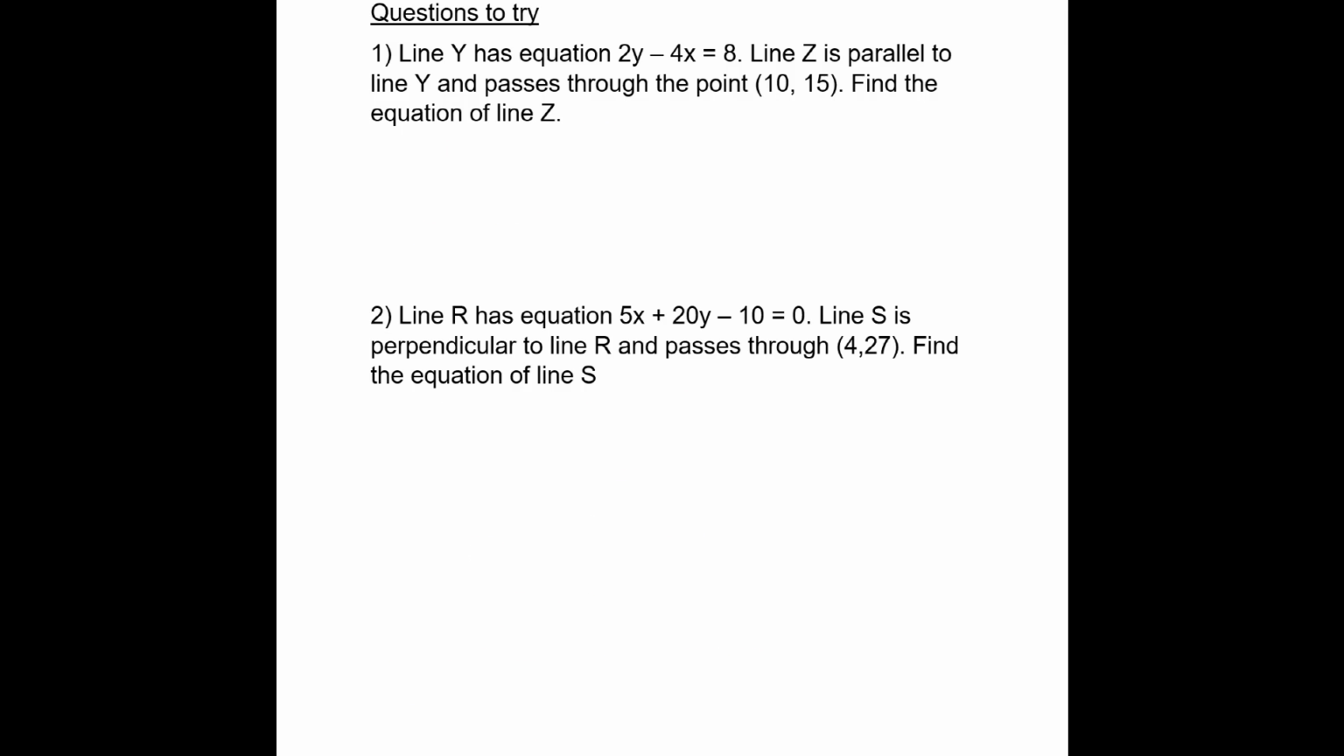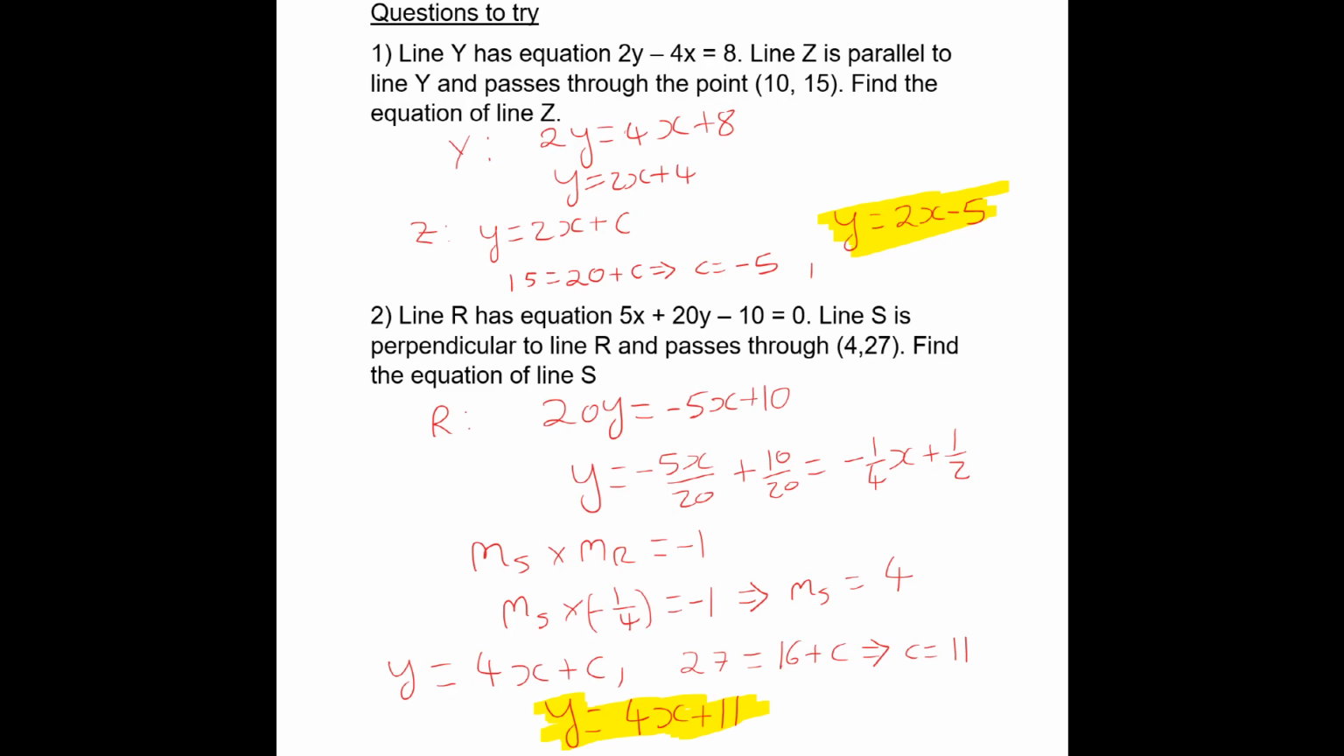Here are the answers. You should have y equals 2x minus 5 for the equation of line Z, and y equals 4x plus 11 for the equation of line R.